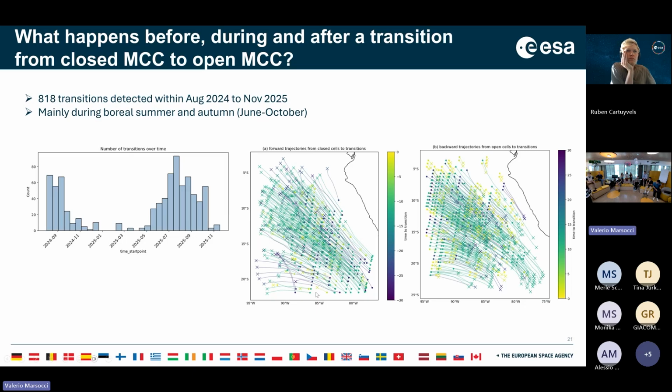The dots here show the position of the clouds at the EarthCARE overpass, and then the line, and the cross shows where the cloud transitioned, in this left plot from a closed cell to an open cell, and in the right plot the other way around. When EarthCARE measured it, it was already an open cell, but we could track it back to when it was still a closed cell.